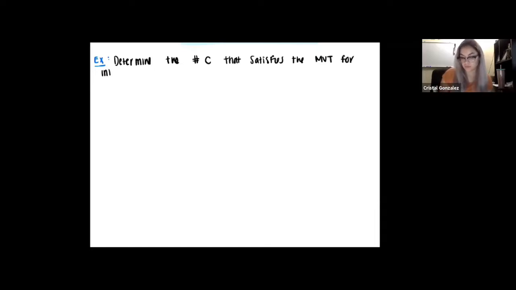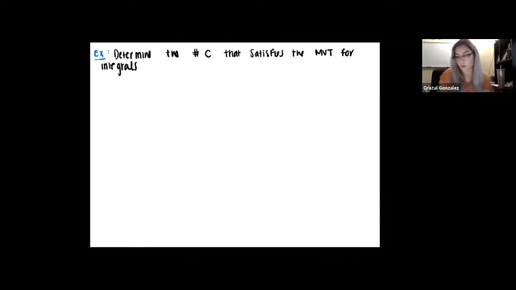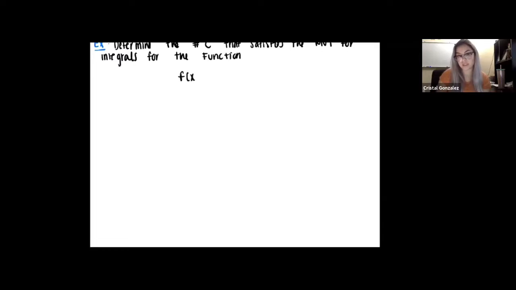Okay, so let's do a quick example. Determine the number c that satisfies the mean value theorem for integrals, MVT for integrals, for the function f of x equals x squared plus 3x plus 2 on the interval 1 through 4.